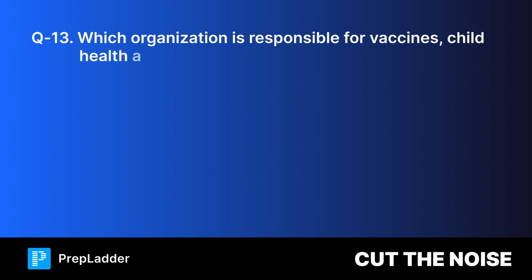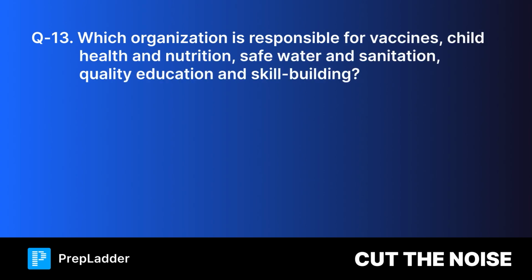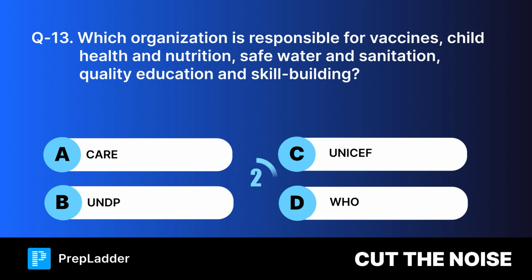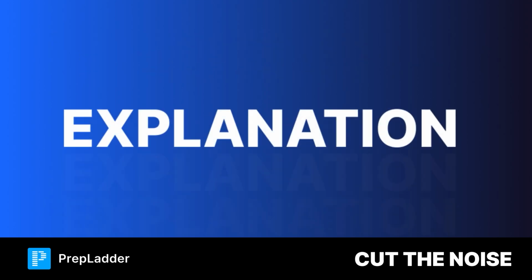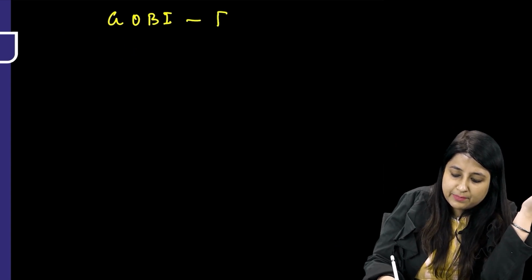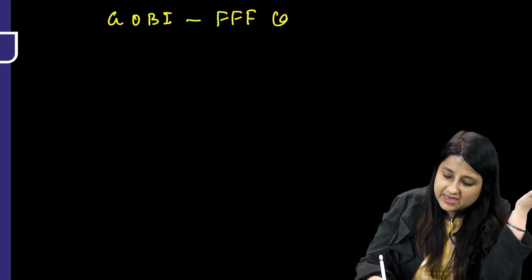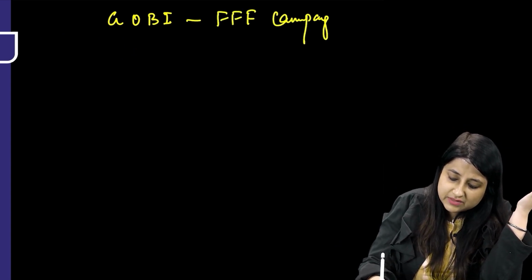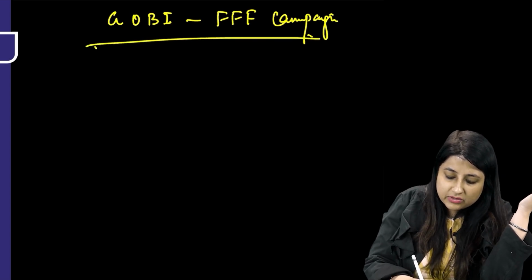Question 13. Which organization is responsible for vaccines, child health and nutrition, safe water and sanitation, quality education and skill building? Your options are, and the correct answer is UNICEF. Here's the explanation. The most important thing was it gave a campaign known as the GOBI triple F campaign. This is a very favorite MCQ of exams. GOBI triple F campaign was given by UNICEF.